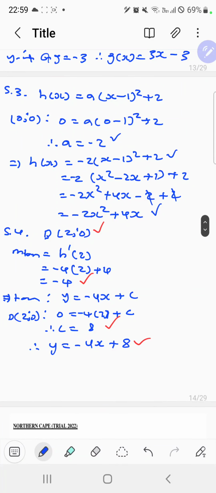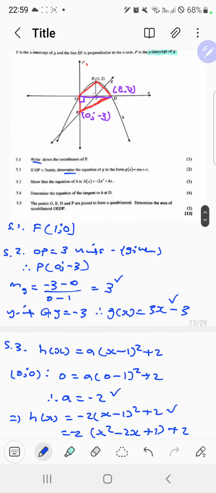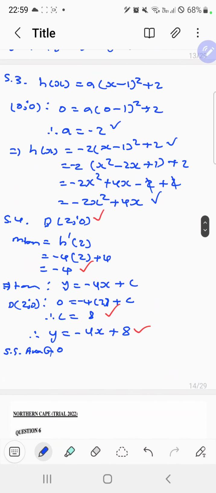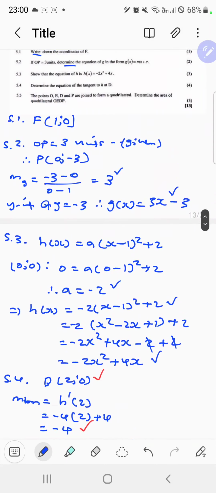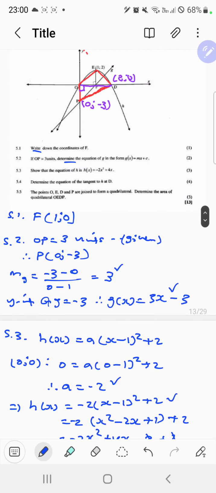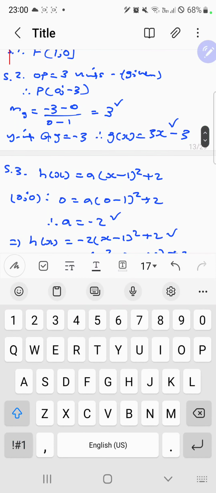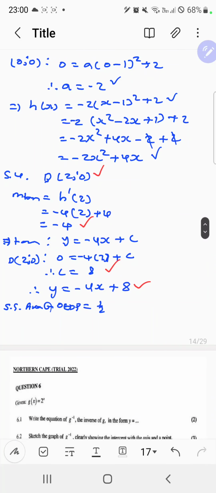Okay, so we have here 5.5. So we can say area of OEDP is going to be equal to half. Let's just write the names. It's gonna be half OD.